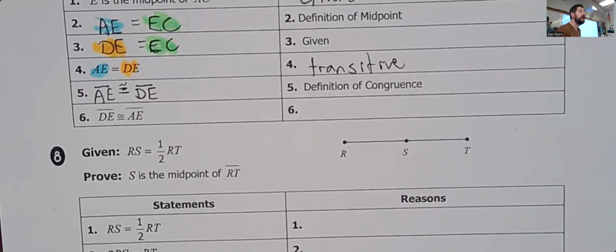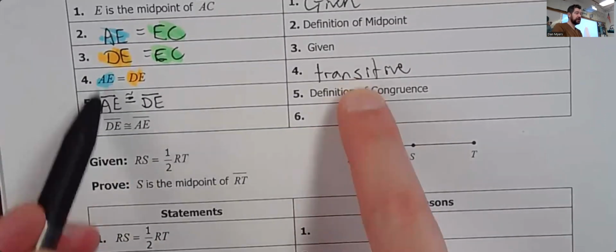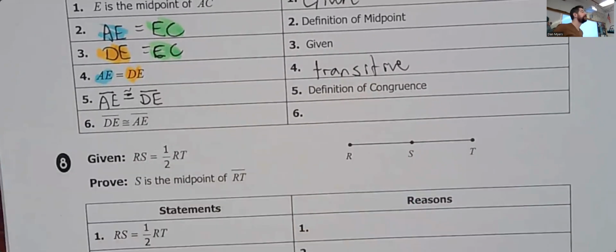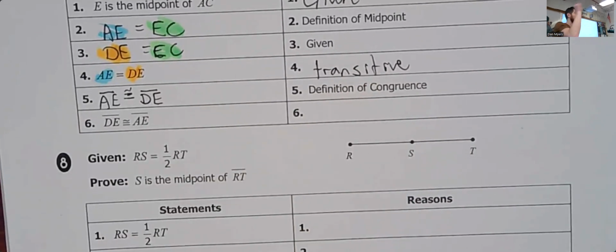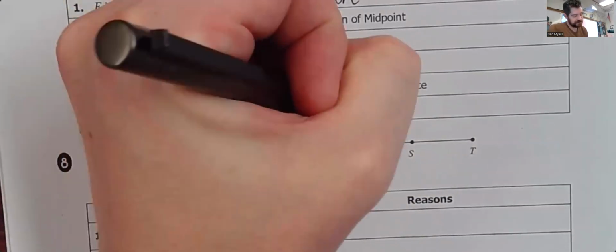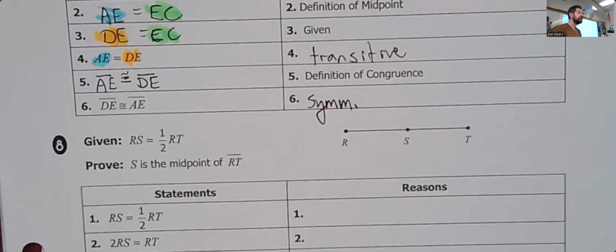What's that? This one is definition of congruence. From here to here is definition of congruence. What happened from 5 to 6? It switched, which is which property? Symmetric. And you just do SYMM for symmetric property. There you go.